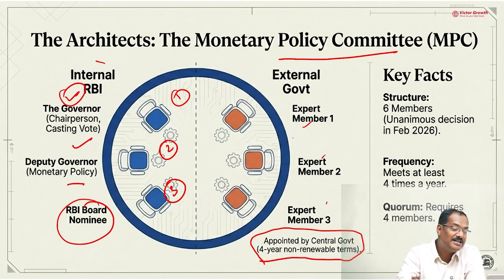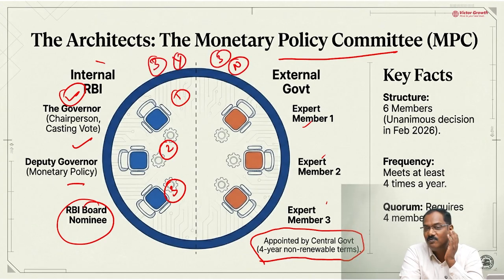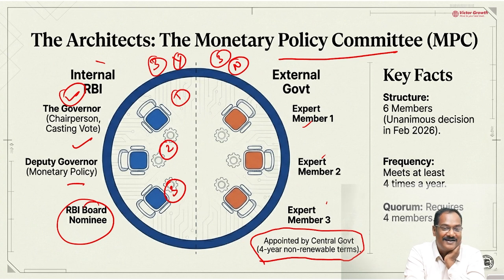Now you can ask me, sir, these 3 members are saying yes, and these 3 members are saying no. What to do, sir? What decision will be taken? Now you should remember the casting vote which we discussed in the speaker's case. The RBI governor has got one casting vote in addition to the normal vote. So he will vote, of course taking the stand of the RBI. Thereby, they will break the tie.